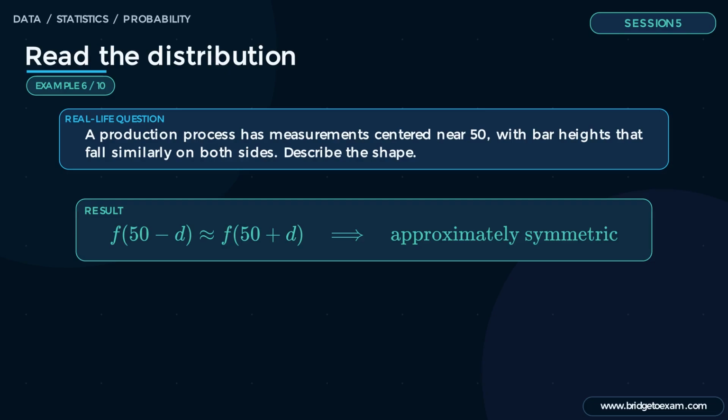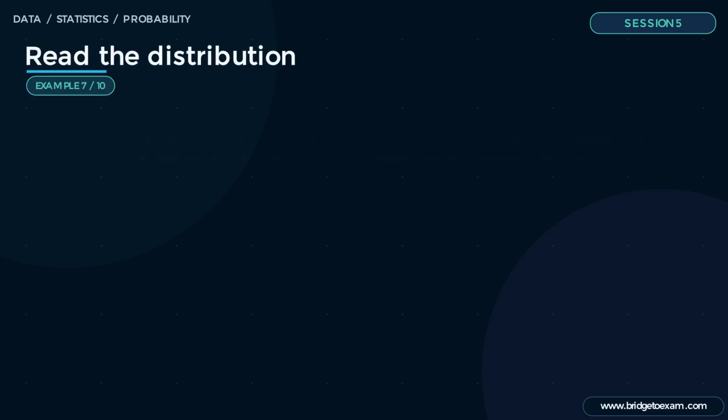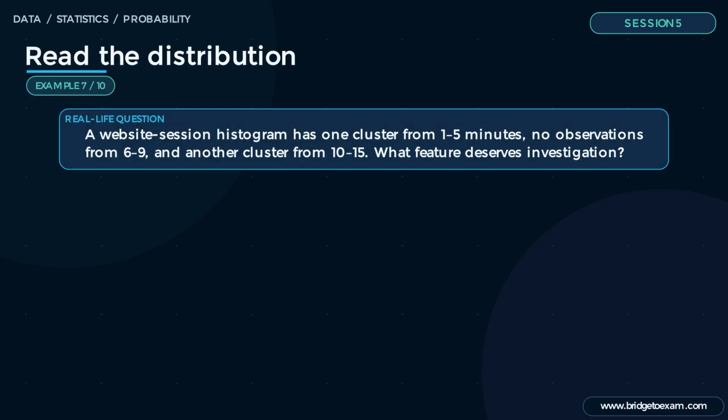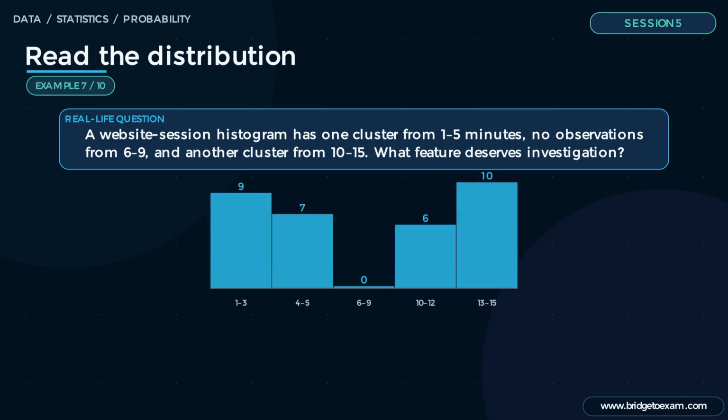This matters in real life because manufacturers look for stable, roughly symmetric measurements around a target specification. Example 7. A website session histogram has one cluster from 1 to 5 minutes, no observations from 6 to 9, and another cluster from 10 to 15. What feature deserves investigation? Plan. Name the empty interval and consider what separate groups might produce it.